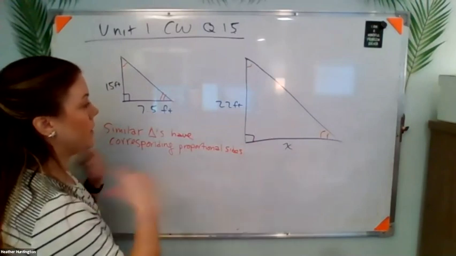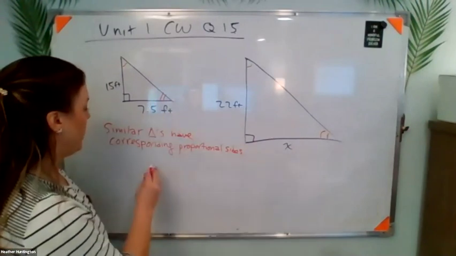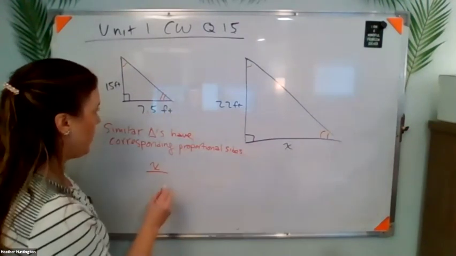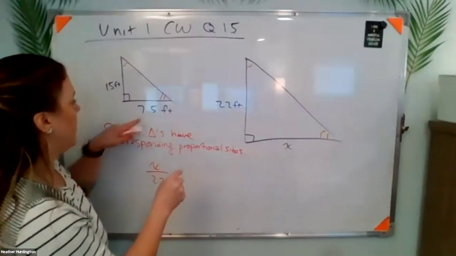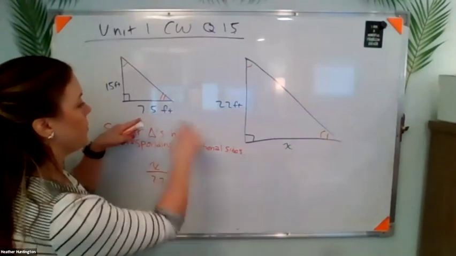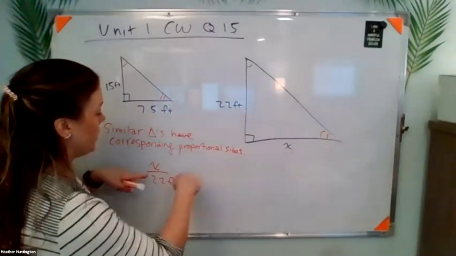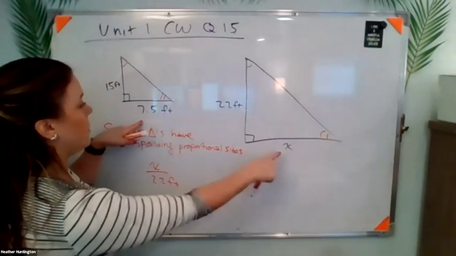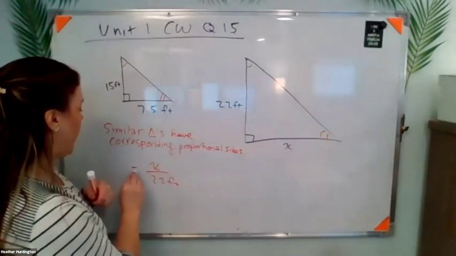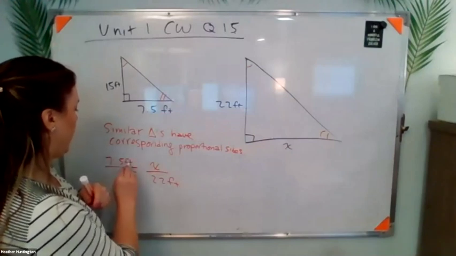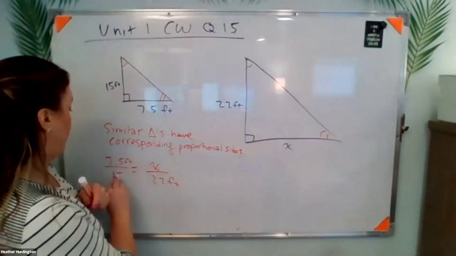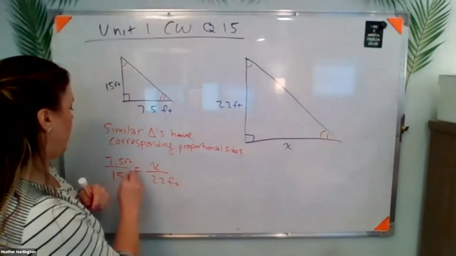I personally like to put the unknown in the numerator. So I'm going to put x over 22 feet is equal to, so it has to be to the corresponding side. So if x is in the numerator here, and that's a shadow, then 7.5 has to be over there.